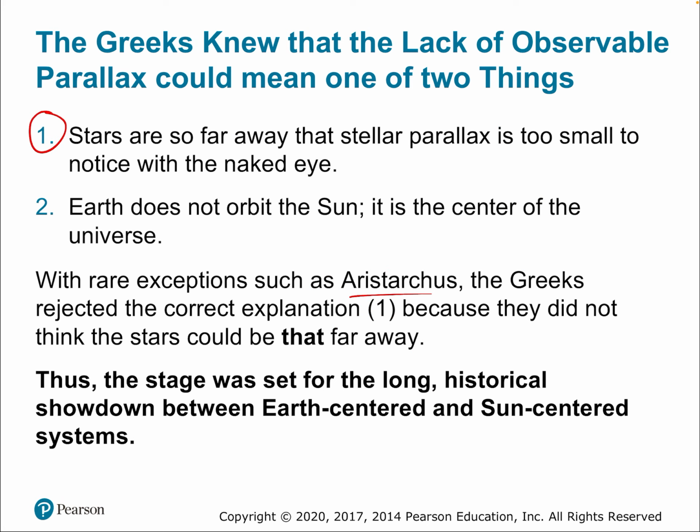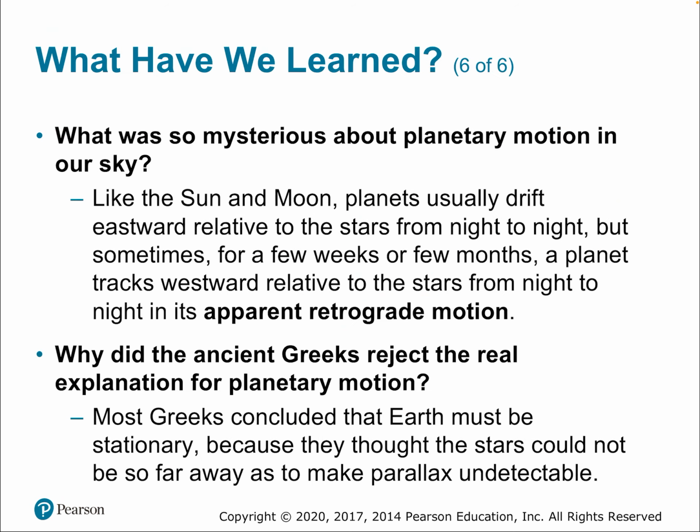And it reconciled other concerns about understanding the physics of inertia and how could we be on a planet moving that fast and not notice it, right? So thus the stage was set for the long historical showdown between Earth-centered and sun-centered systems leading up to the Copernican revolution. So in summary, what have we learned?